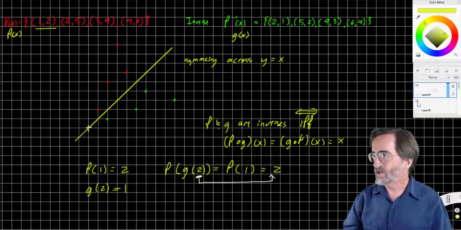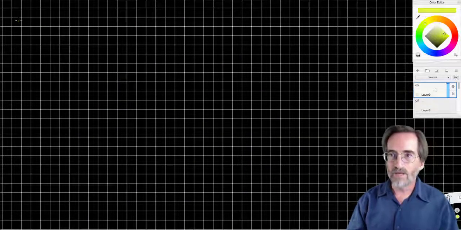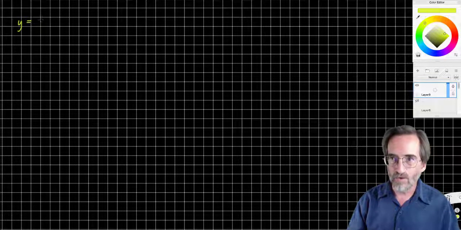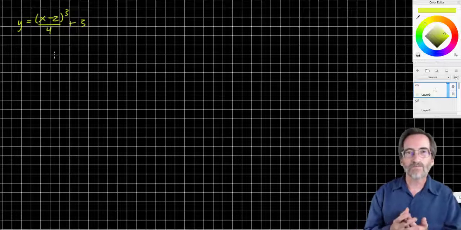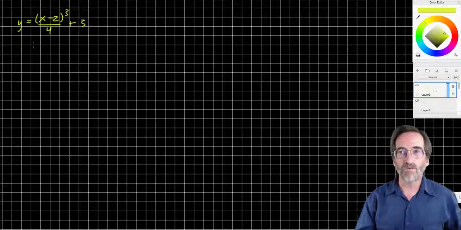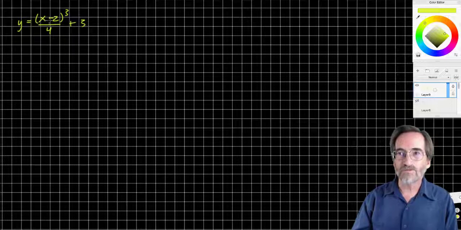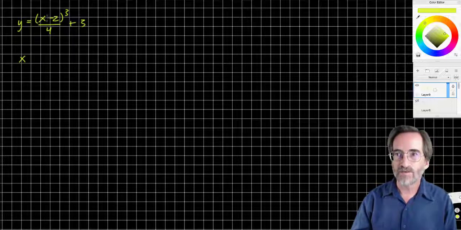Let's take an example. Let's take y equals x minus 2 cubed divided by 4 plus 3. Okay, and let's think about this in terms of a function and what it does. If you think in terms of order of operations, it starts with x. We then take whatever x is, we subtract 2, because parentheses comes first. Then we cube. Then we divide by 4, and then we add 3, right?